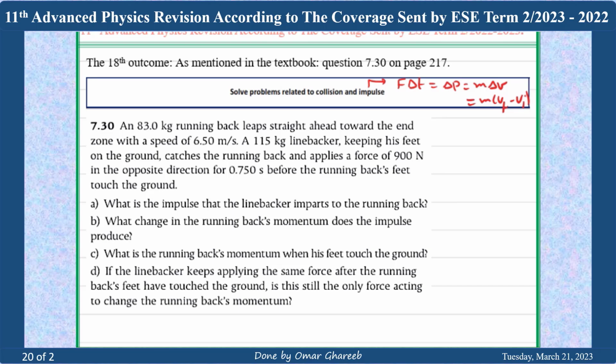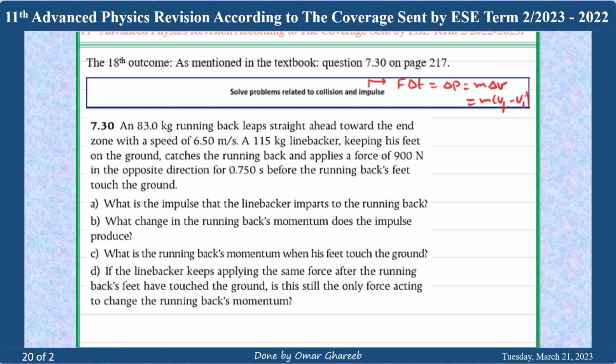The question says that an 83 kilogram running back leaps straight ahead toward the end zone with a speed of 6.5. A 115 kilogram linebacker, keeping his feet on the ground, catches the running back and applies a force of 900 in the opposite direction, 0.75 seconds before the running back's feet touch the ground.